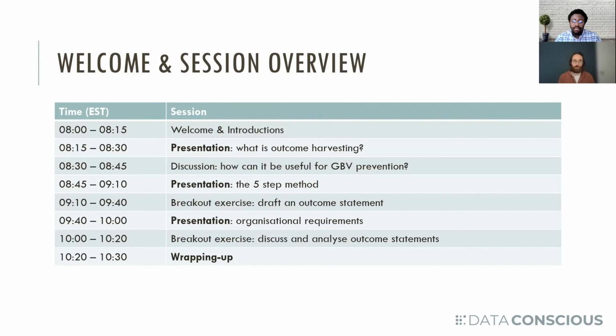Then we'll look at some of the organizational requirements, so what you need to have in place for your organization in order to use outcome harvesting well. And finally, another exercise where we look at the quality of outcome statements, so we begin to learn about how to judge and quality assess some of the work that evaluators do in this area. And then lastly, we'll wrap up and give a few pointers to future workshops and future work.